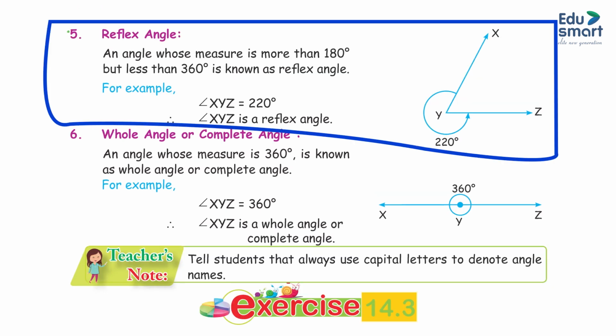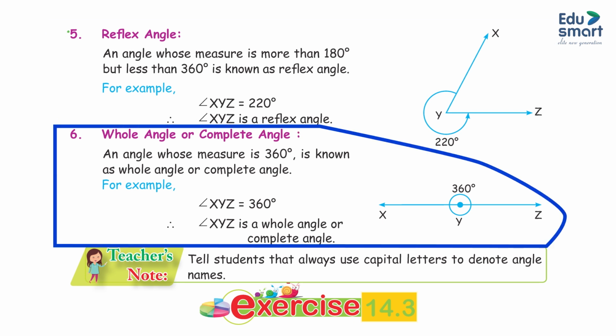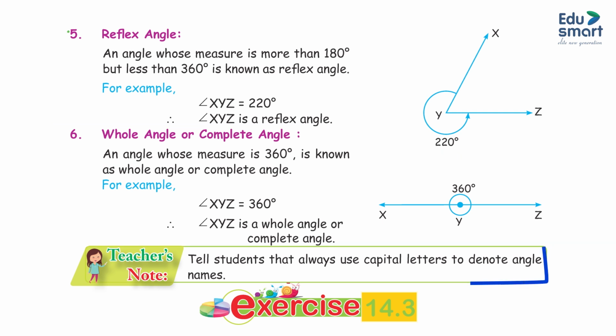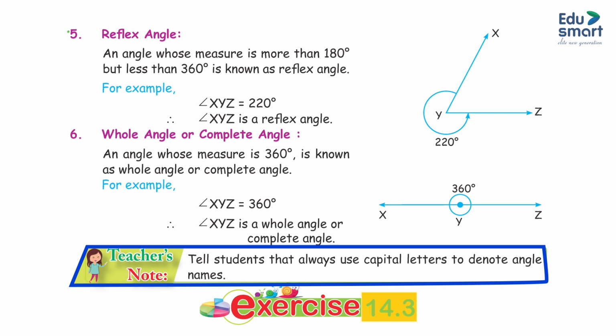5. Reflexive angle. An angle whose measure is more than 180 degrees but less than 360 degrees is known as a reflexive angle. For example, angle XYZ is equal to 220 degrees. Angle XYZ is a reflexive angle. 6. Whole angle or complete angle. An angle whose measure is 360 degrees is known as a whole angle or complete angle. For example, angle XYZ is equal to 360 degrees. Angle XYZ is a whole angle or complete angle. Teacher's note: tell students to always use capital letters to denote angle names.